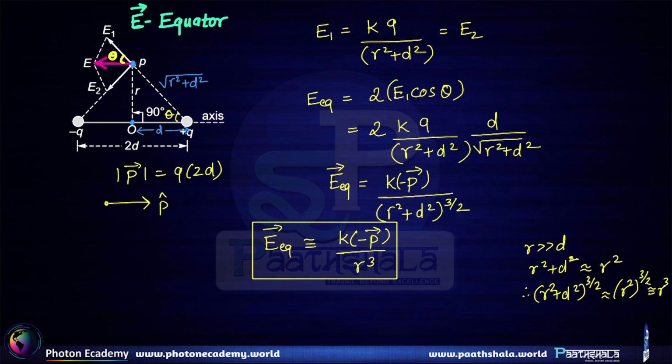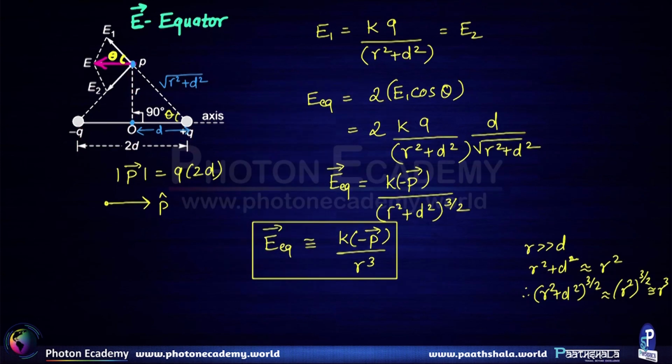Equation for the electric field along the equator. So the equator is this particular line which is the perpendicular bisector of the 2 point charges, minus q and plus q. We know that the distance between the charges is 2d, and hence half of that distance is going to be d. The point at which we are analyzing the electric field is at a distance r from the center.